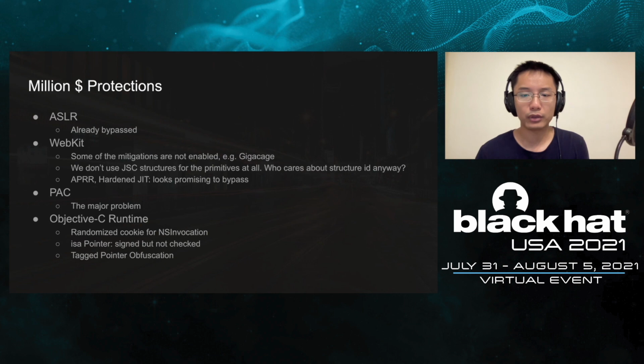APRR could stop us from easily getting shellcode executed, but it looked promising to bypass. PAC is the major problem. And besides, the Objective-C runtime was hardened before the competition, which is our main concern.